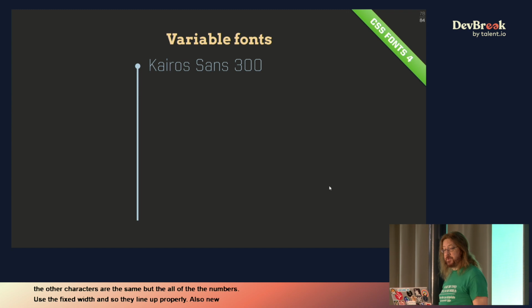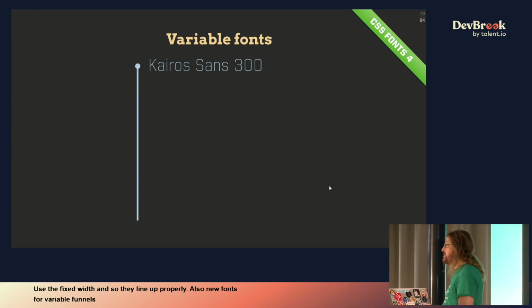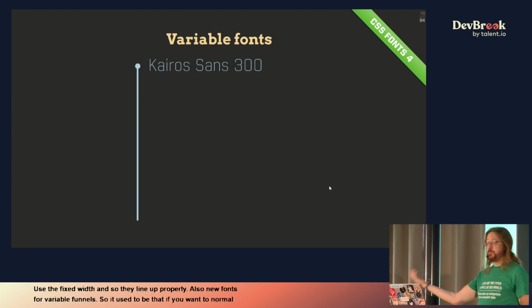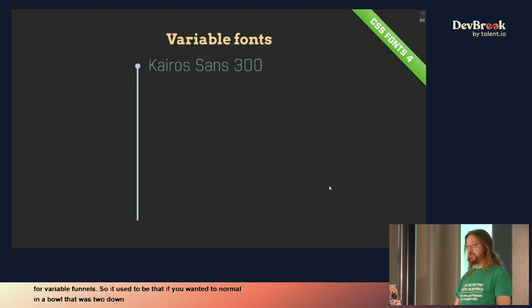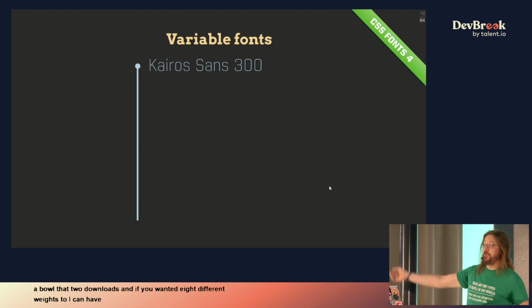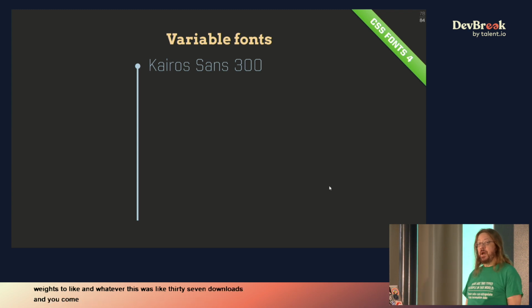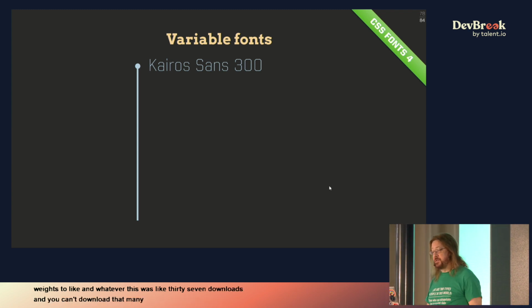Also, new in Fonts 4, variable fonts. So it used to be that if you wanted a normal and a bold, that was 2 downloads. And if you wanted 8 different weights and italic and whatever, this was like 37 downloads. And you can't download that many resources. It's just going to block.